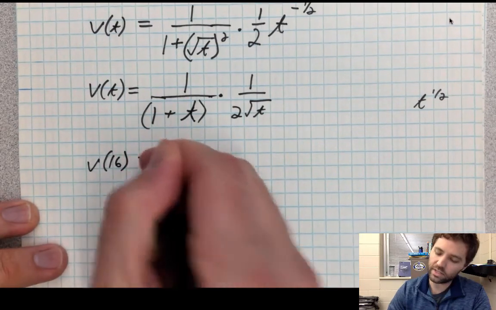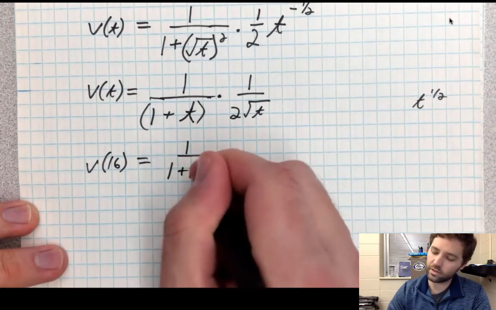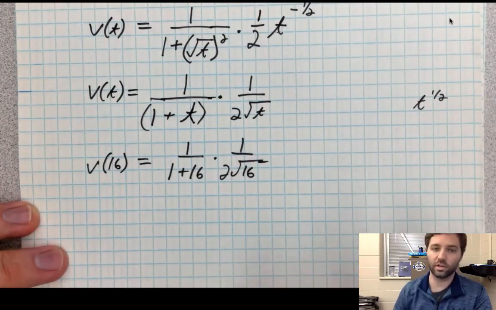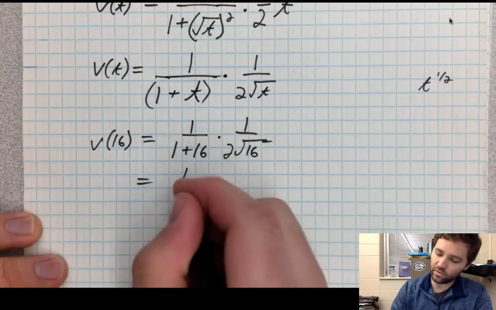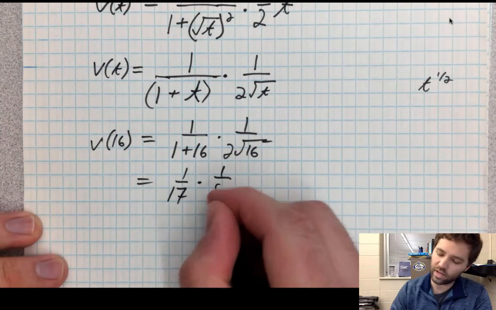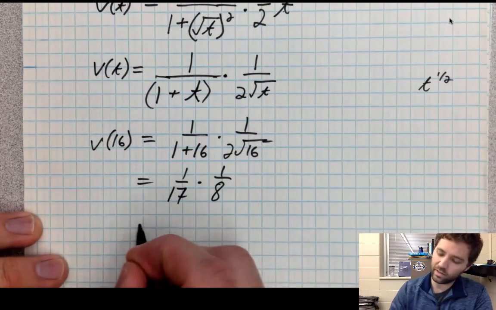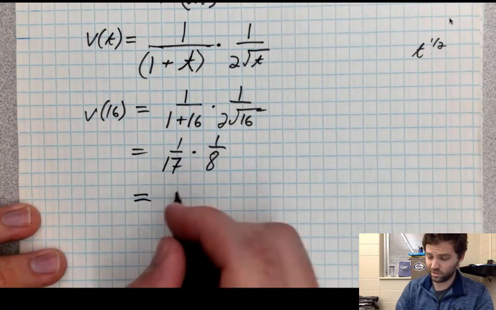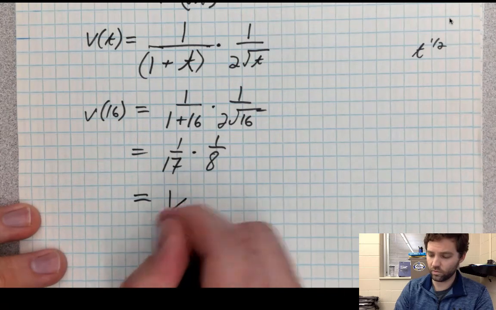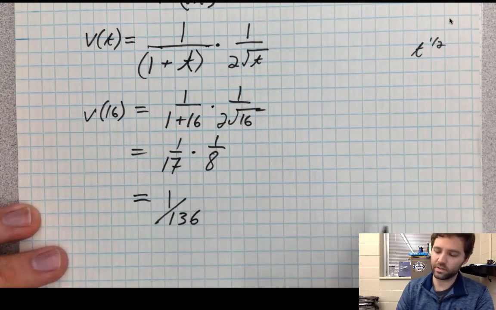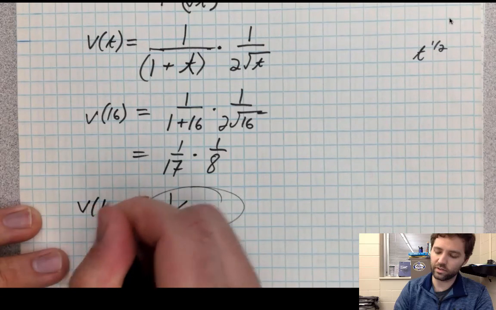So v of 16 is equal to 1 over 1 plus 16 times 1 over 2 times the square root of 16. Plug that in, simplify. I'm going to end up with 1 over 17 times 1 over, let's see, 2 times 4 is 8, so 1 over 8. Oh boy, can I do that in my head? Let's see. So that's going to be 1 over 80 plus 56, 136. 1 over 136. Check that again, 80 plus 56. I should have that written down. Yeah, I think I'm right. Okay, and so that's going to be your final answer for v of 16.